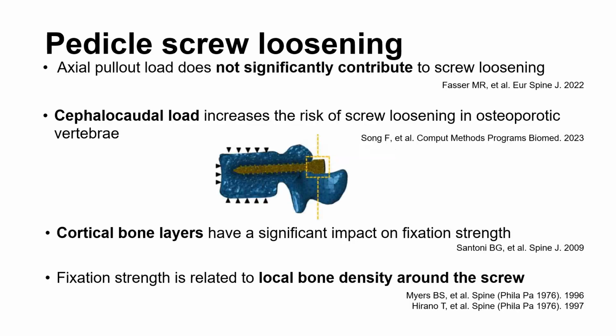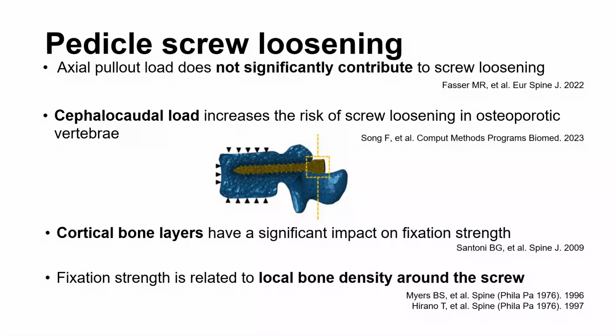Discussion. The axial pull-out load was traditionally applied to assess the fixation strength of pedicle screws in biomechanical studies. However, a recent cadaveric study reported that non-axial loads applied to pedicle screws caused screw plowing, which led to subsequent screw loosening. Finite element analyses also revealed that axial pull-out did not substantially contribute to screw loosening and that craniocaudal loading increased the risk of screw loosening in the osteoporotic vertebrae.